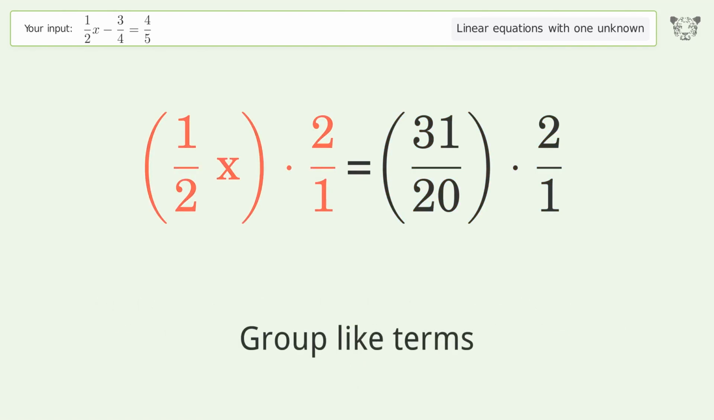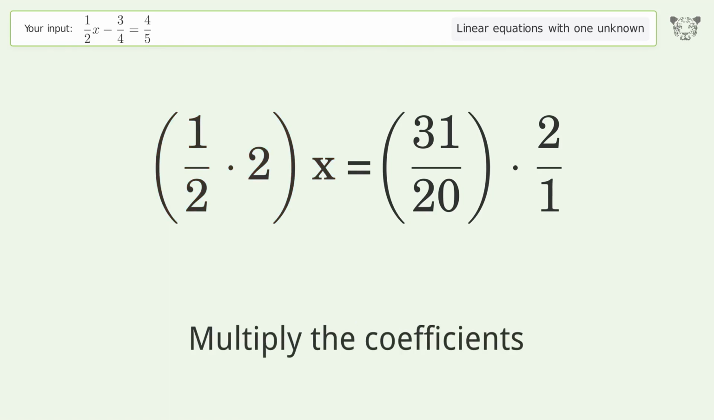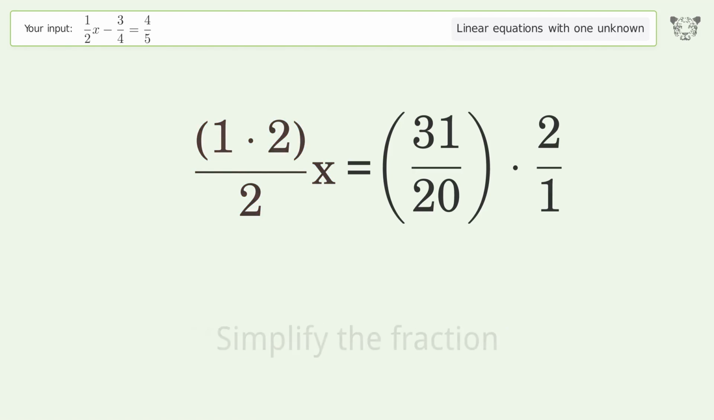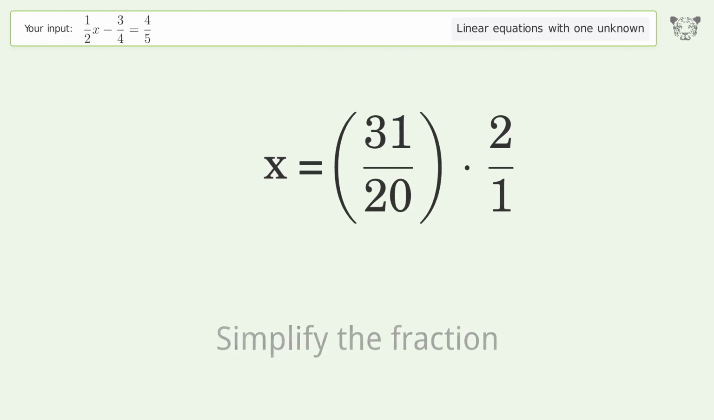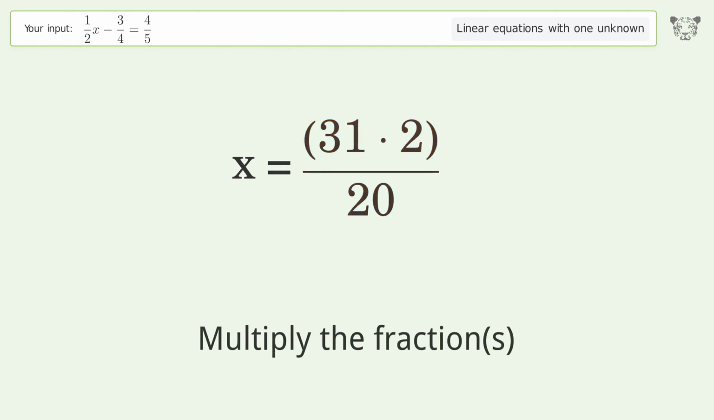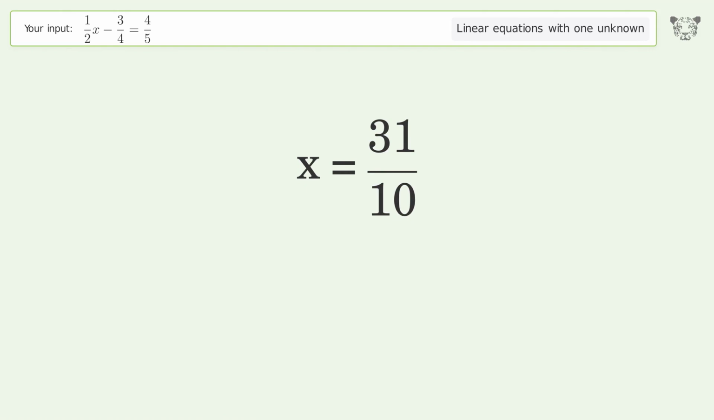Group like terms. Multiply the coefficients. Simplify the fraction. Multiply the fractions. Simplify the arithmetic. And so the final result is x equals 31/10.